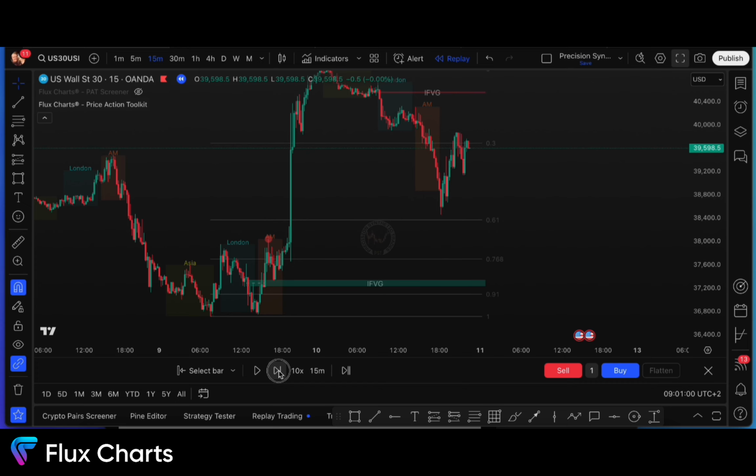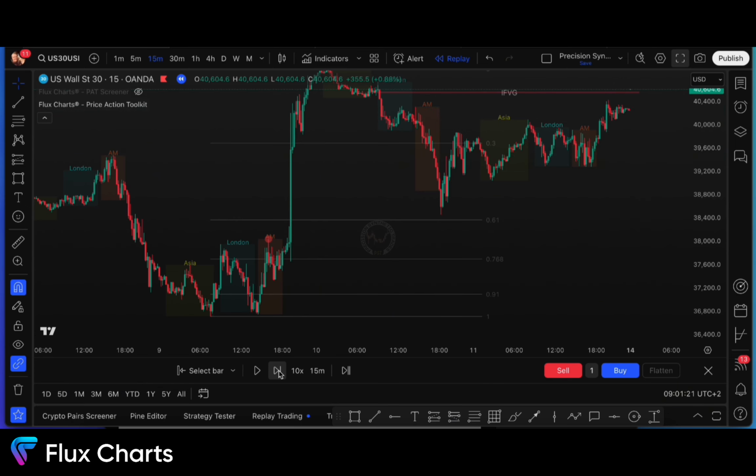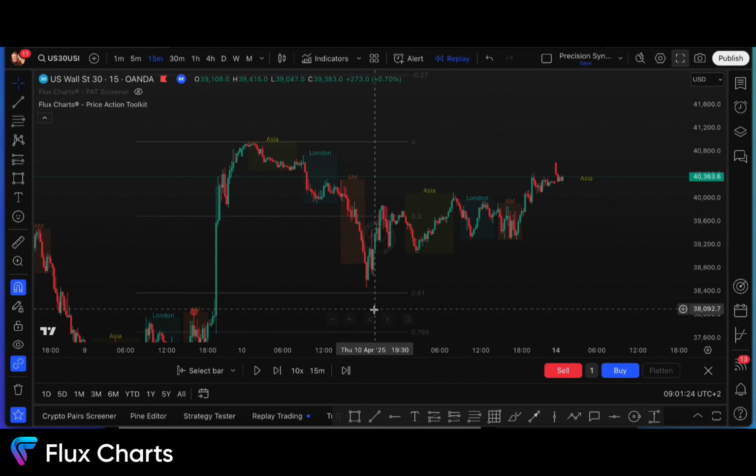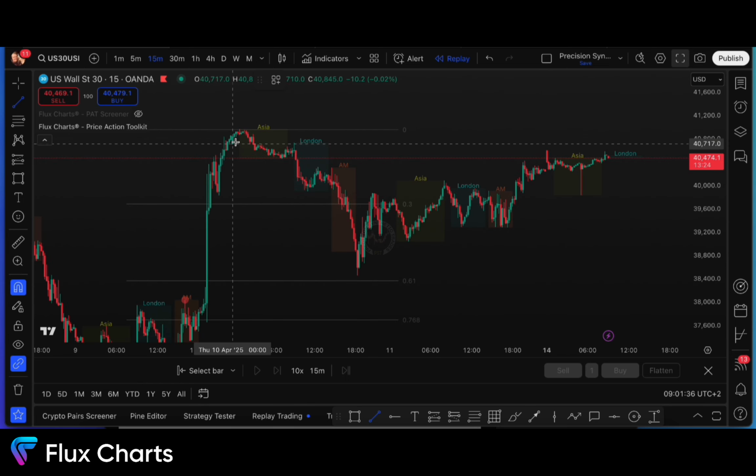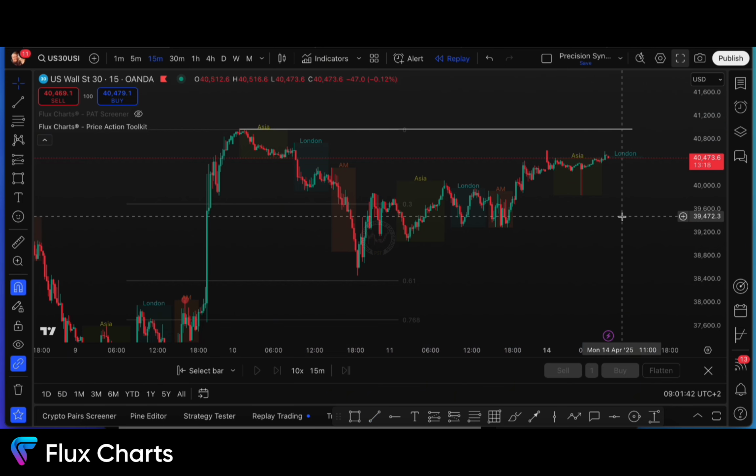You see there's a bunch created, price is respecting it. Another one created. Another one created. Price is respecting it. There we go. And there we are at current price. So I would like to see these highs being taken out.